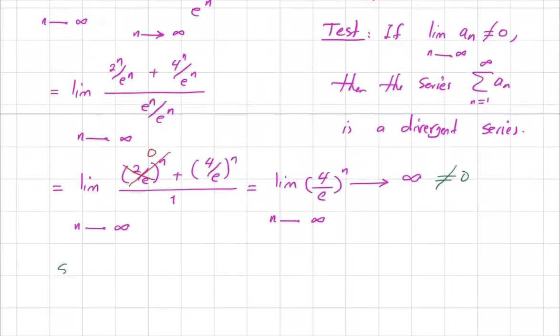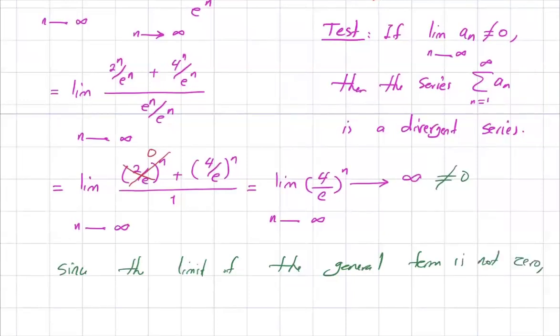So since the limit of the general term is not 0, the series summation of an, n starts from 1 goes to infinity, is a divergent series.